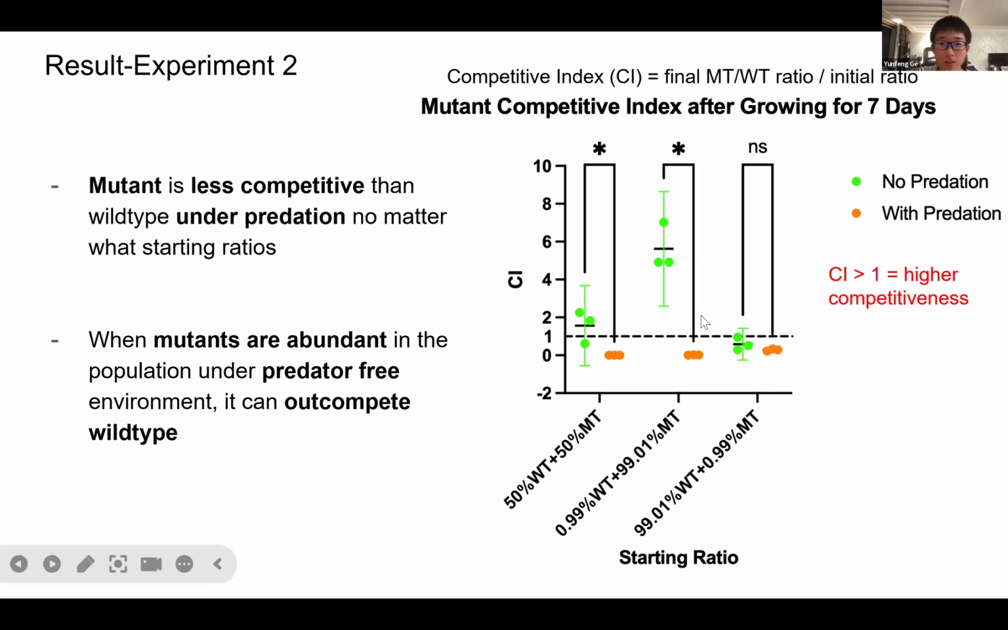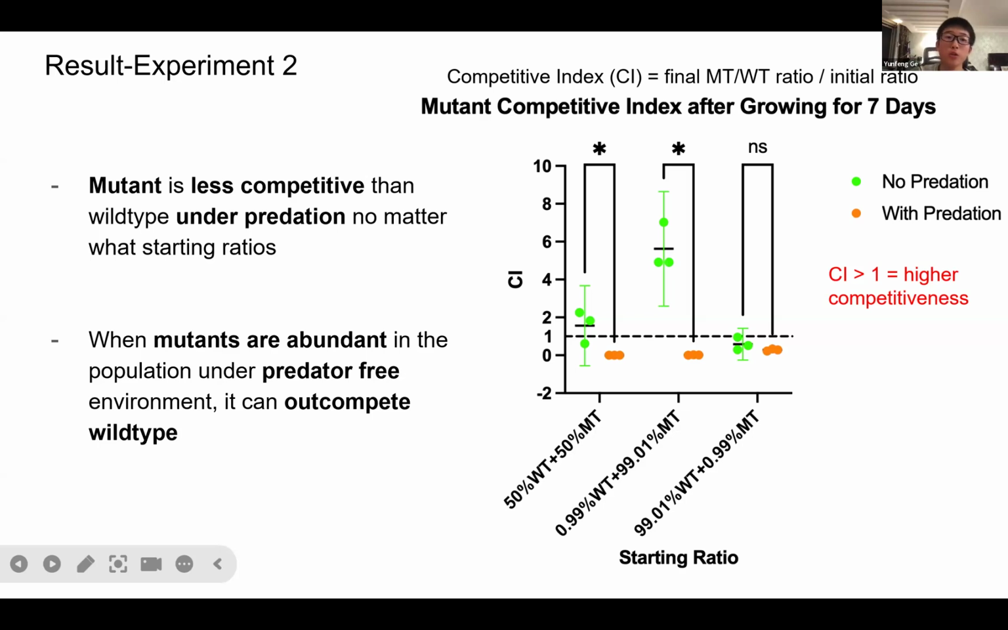However, when there are no predators around, and especially when the mutants are abundant or at equal ratio with the wild type, it can actually be more competitive than the wild type. And we can see that from here, it has a CI value way over 1. And that means a relatively higher competitiveness for the mutant.